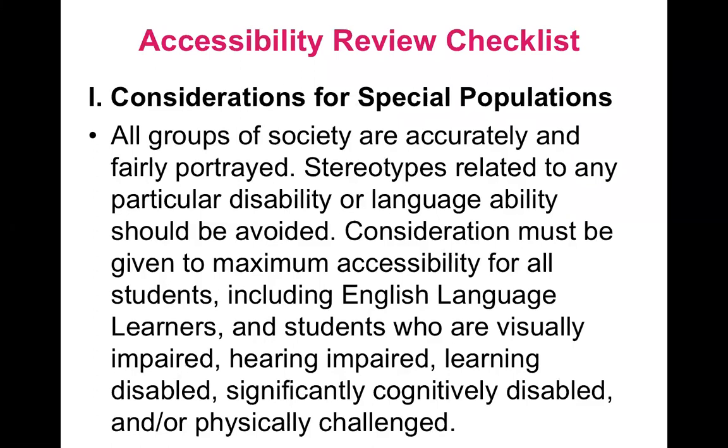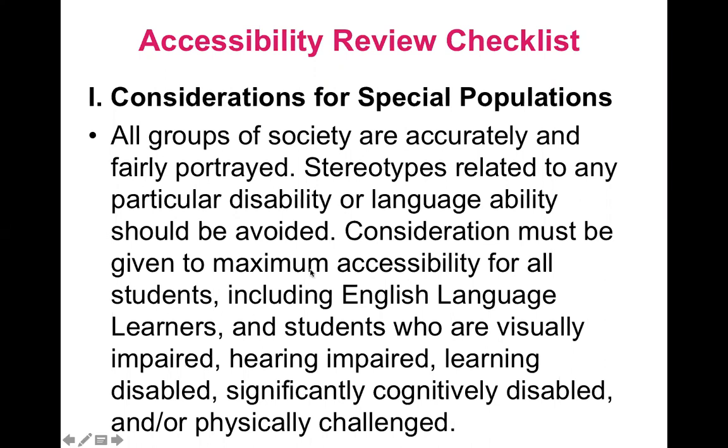Also, considerations for special populations. So all groups of society are accurately and fairly portrayed. So stereotypes related to any particular disability or language ability should be avoided. Consideration must be given to maximum accessibility for all students, including English language learners and students who are visually impaired, hearing impaired, learning disabled, significantly cognitively disabled, or even physically challenged, okay? So this is very important.